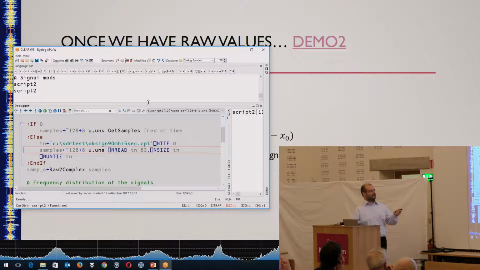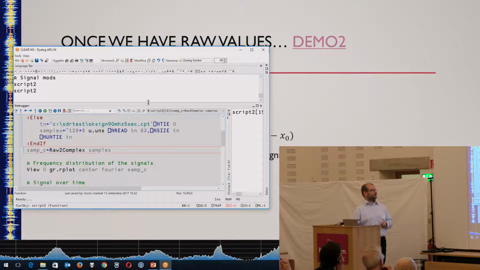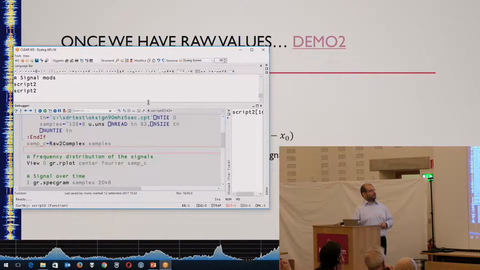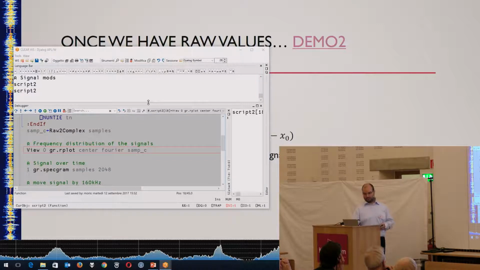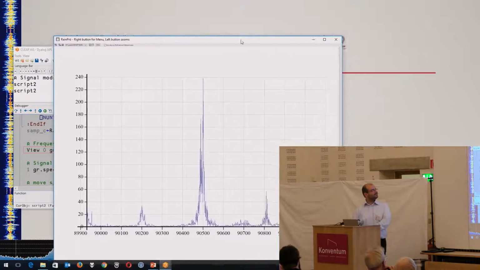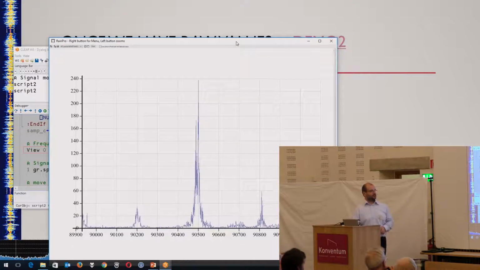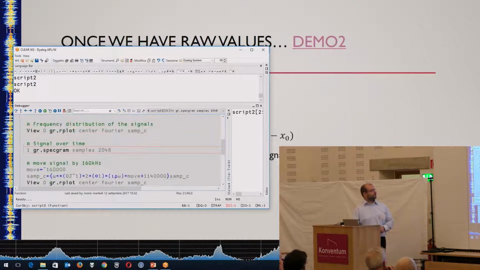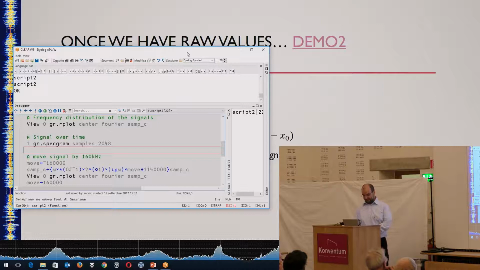Once I did this command, I saved whatever I got to a native file, so it's the same output I would get normally. So as I told you before, I'm first converting it to a complex signal. This is the frequency distribution of the signal we read, and we can try to obtain a spectrogram of the signal.